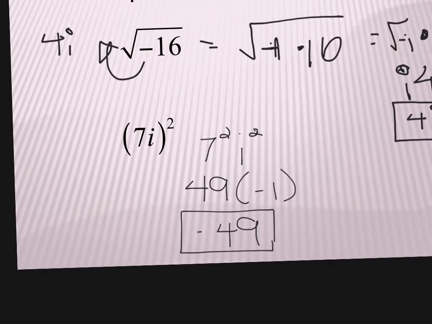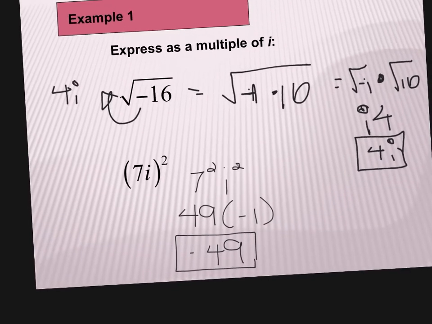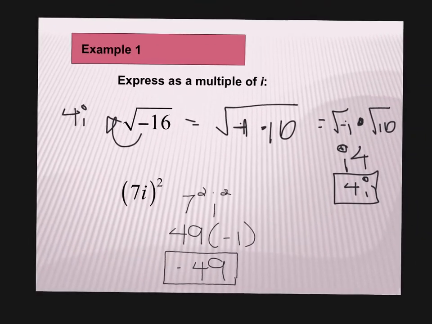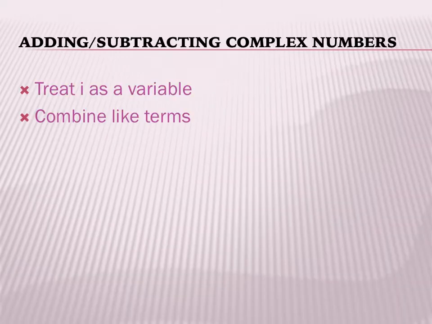So an i raised to an even power becomes a +1, okay? An i to the 24th power, hopefully we don't have to work that out. An i to the 24th power would be a +1. Any even power would be a +1. I mean a -1, sorry, a -1. An i raised to an even power is a -1.